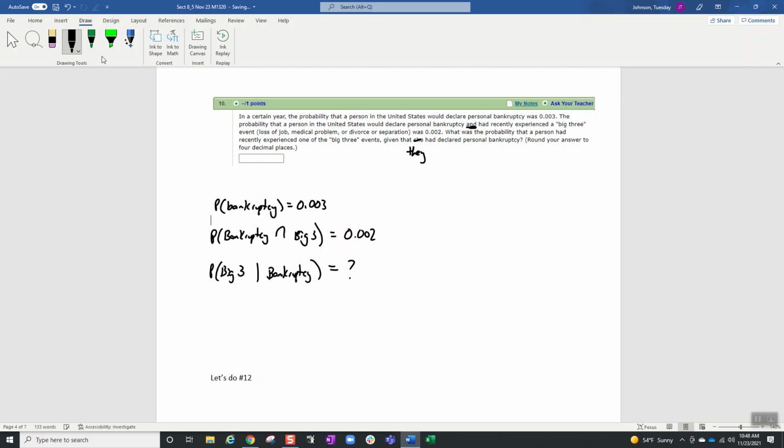So let's call this X. Let's not call it a question mark. It's hard to do work with a question mark. Let's call it X. All right. So I'm going to let bankruptcy be B. So we'll let this one be P of B. This one is the probability of B intersect A. And this is the probability of A given B. So we have everything we need because we know the formula.